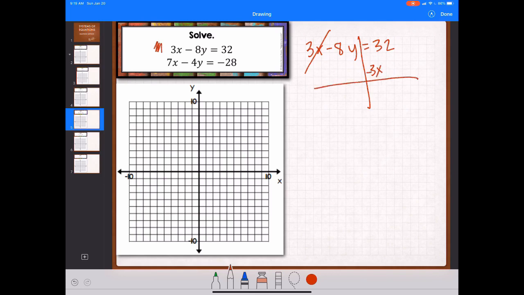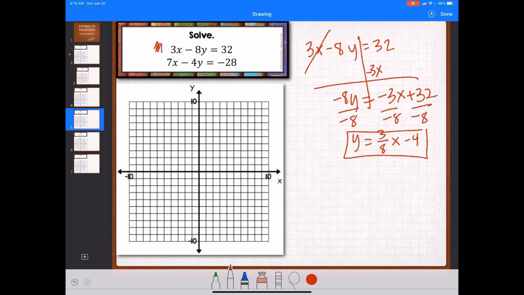So I'm going to subtract 3x, so I get negative 8y equals negative 3x plus 32. Divide by negative 8. Y equals 3 over 8x minus 4. Y-intercept is at negative 4. Slope is 3 over 8. 1, 2, 3, 4, 5, 6, 7, 8. And you can reverse it.